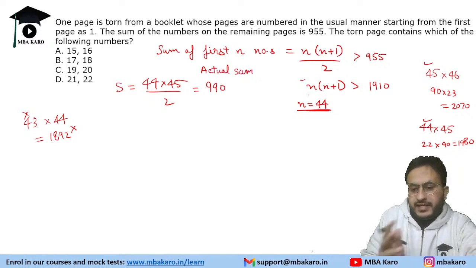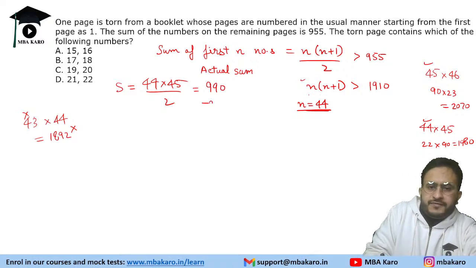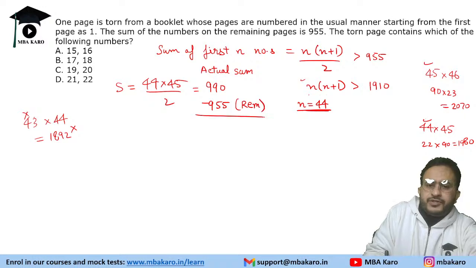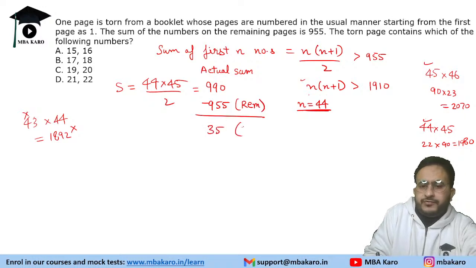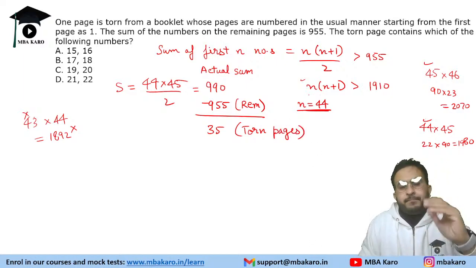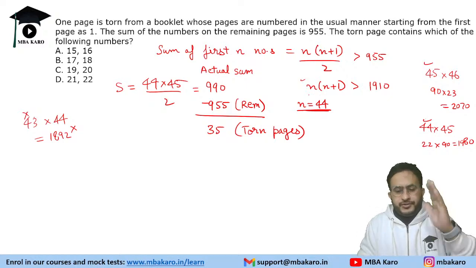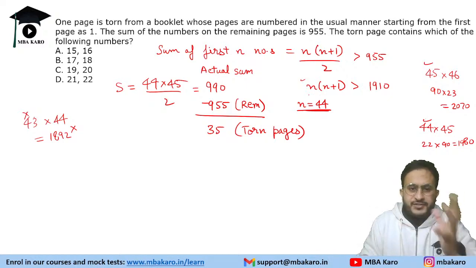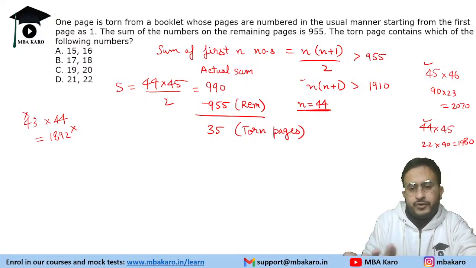Actual sum when the pages are not removed. Now the given remaining sum is 955. So that means this is the sum of pages of torn pages. Okay, torn pages. Now torn pages is not one page. So if you tear a page, it has two sides, isn't it? And they are consecutive numbers.